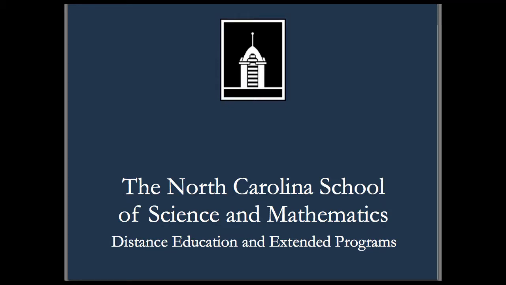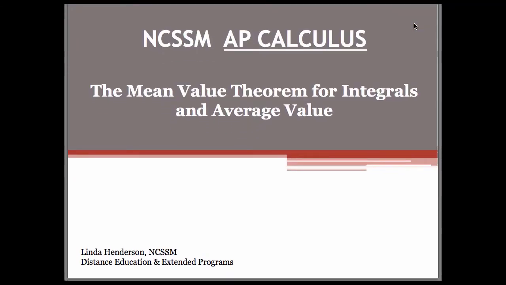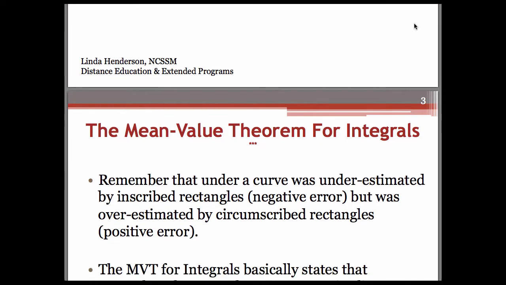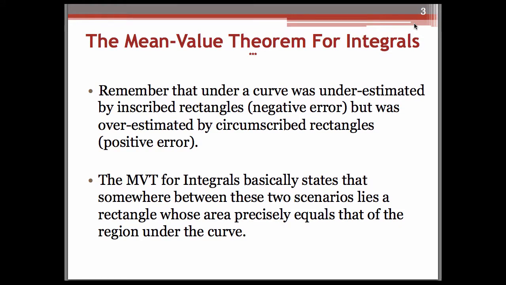Hi everyone. Today we're going to talk about the mean value theorem for integrals as well as average value. So if you think back to what you've learned so far about finding area under a curve, remember that area under a curve was underestimated most of the time. When we used inscribed rectangles, it produced a negative error, but the area was overestimated when we use circumscribed rectangles that jutted out beyond the curve, and that yielded us a positive error.